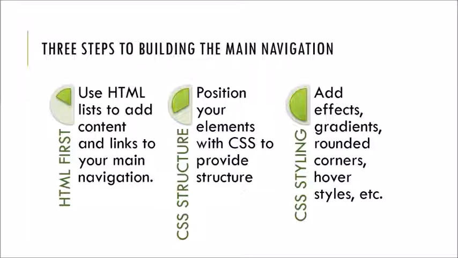Use the CSS properties in the box model to place your items on the page where you want them. Add margins, padding, alignments, and change the layout using the display properties. Also, as you style the text, make sure that the size, typeface, and weight do not affect the positioning. Finally, the CSS styling. Add effects, gradients, rounded corners, hover styles, etc.